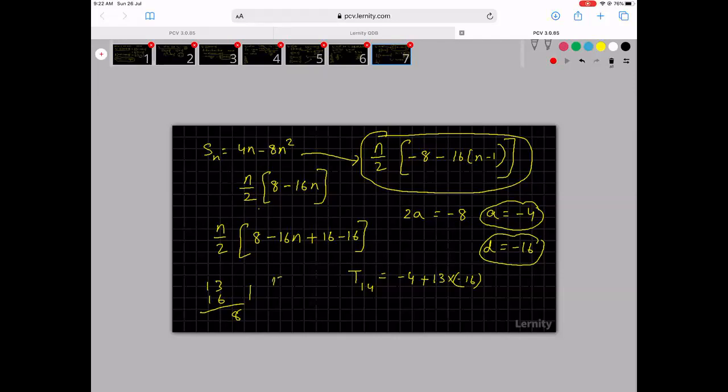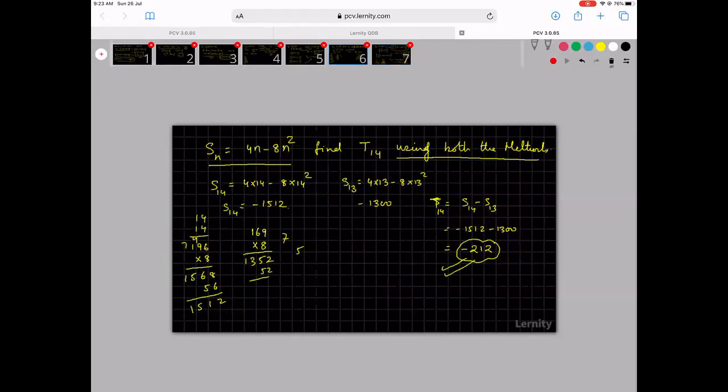13 tenths is 130. 13 sixes is how much? 78. So it is 208. Okay. So it will become minus 4 minus 208. So minus 4 minus 208 is how much? Minus 212. So you can do it this way, or you can do it that way. Whichever way you like, you can do it.